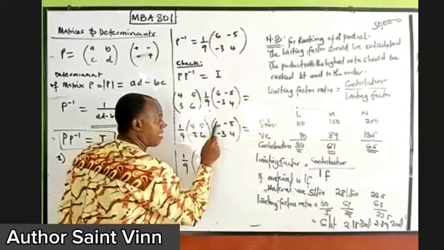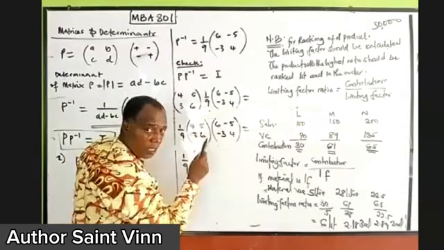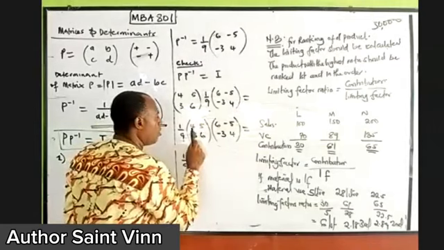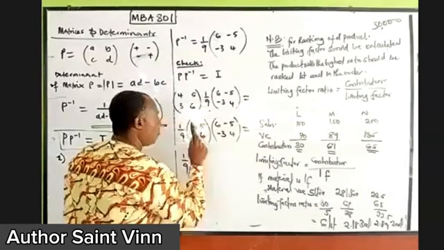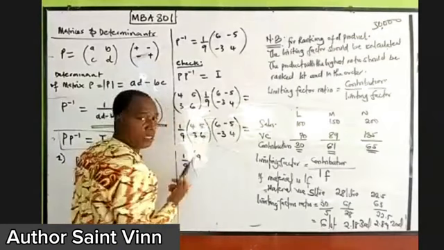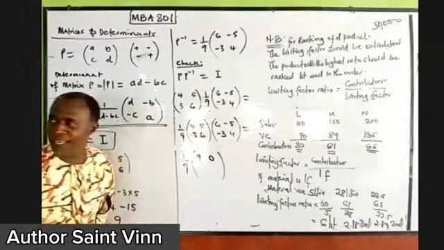4 times 6 is 24. Plus minus 15. That will be 24 minus 15, which is 9. Have it? Another row. Row again times column. 4 times minus 5 is minus 20. Plus 20. That will be what? Are they here? Yes.